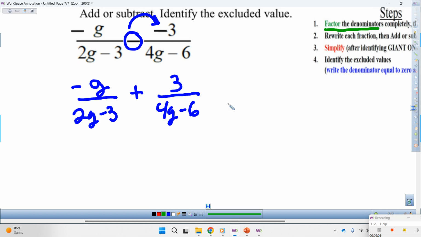So with that said, let's go to step one. Factor the denominators. Can we factor the first denominator? No, so just put a parenthesis around it. Can we factor this one? Tell your neighbor what GCF is, please. GCF is 2. That is correct, and that leaves us with 2G minus 3.